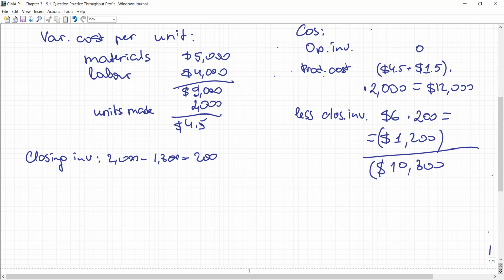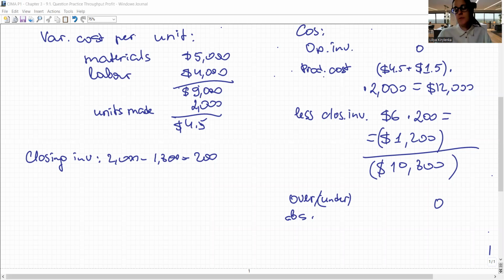Nice. Okay. And what else? Well, we could have over or under absorption. I will write that so that you remember that there can be something like that. But in our case, it's going to be 0. Why is it going to be 0? The thing is that sometimes students make a mistake. They want to include in over or under absorption the difference between produced items and sold items. No, no, no, you cannot do that.